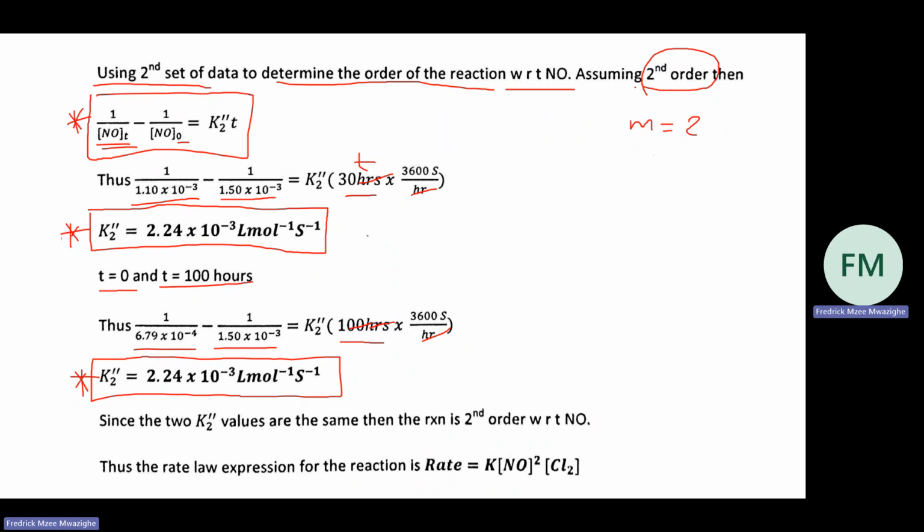Which means that this experiment confirms that this particular reaction is second order with respect to NO. So our rate law expression becomes rate equals K times the concentration of NO squared. Remember, it is second order with respect to NO, and it is first order with respect to chlorine. So this gives us the rate law of the reaction.